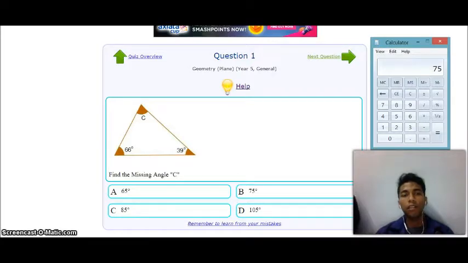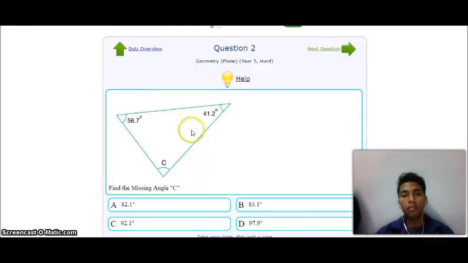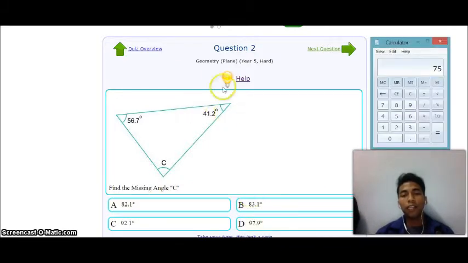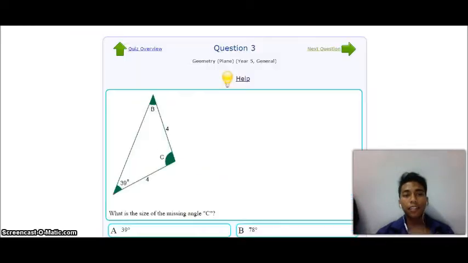Next, I'll proceed to the second question. Find the missing angle of C. Okay, we know the total angle of a triangle is 180 degrees. So 180 degrees minus the given angles, 56.7 degrees minus 41.2 degrees. So we get the angle of C is 82.1 degrees.